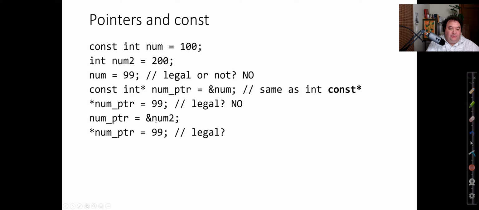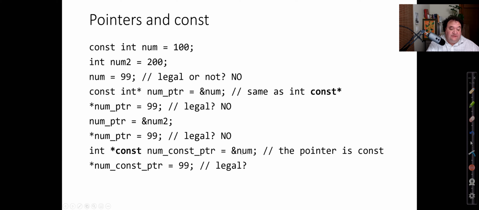Similarly, num pointer, num2, and then we assign that, and notice that num2 is the other variable. And so at this point, this is still not legal, because the declaration of the pointer was a pointer to a constant. So even if we assign a variable that initially was not a constant, the declaration of the pointer is really what rules the situation. And so num pointer still prevents me from using the dereferencing for a modification.